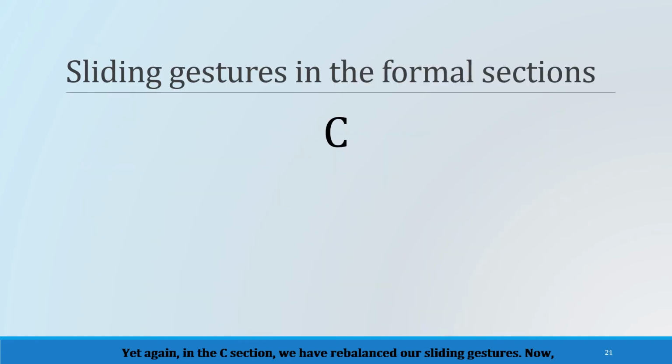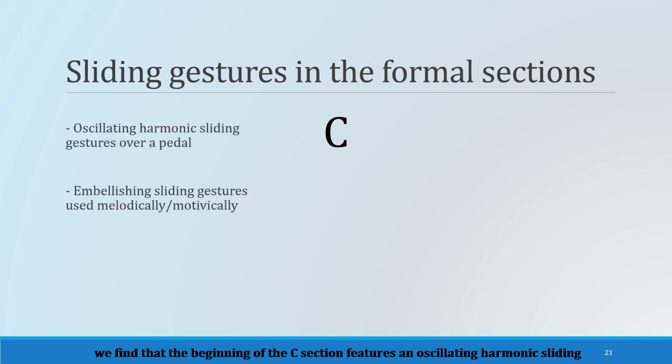Yet again in the C section, we have rebalanced our sliding gestures, and now we find that the beginning of the C section features an oscillating harmonic sliding gesture that goes back and forth between the same gesture several times over a pedal note. And the embellishing sliding gestures are really used melodically and motivically, those arcs that we talked about way back at the beginning of the rainbow discussion.